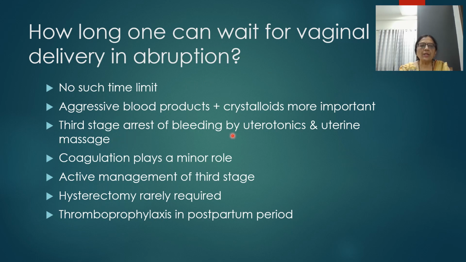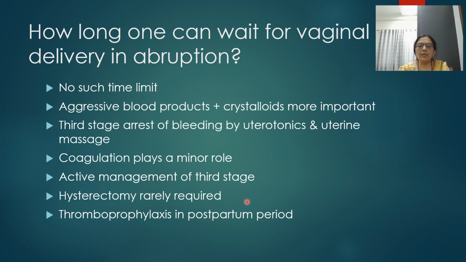Third stage arrest of bleeding is usually by uterotonics and uterine massage in the majority. Though there is sometimes a defective coagulation, coagulation plays a minor role in the arrest of bleeding in the third stage. And in these cases, what is more important is to go ahead with the active management of third stage of labor. Hysterectomy is rarely required for the postpartum hemorrhage in these patients.